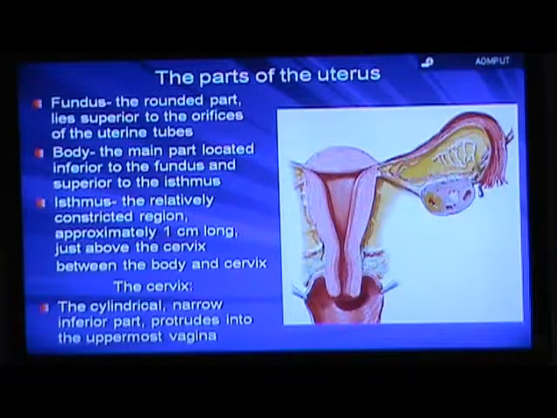The cervix is a cylindrical, narrow inferior part which protrudes into the uppermost vagina. Look, here this is the vagina. So we have two parts, the supravaginal and vaginal parts of the cervix of the uterus.